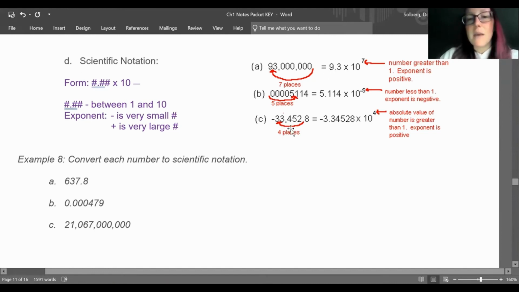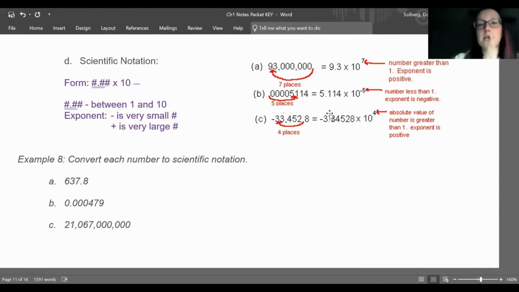So if you look at examples A, B, and C here, example A, I've got 9.3 in the front. I moved the decimal place all the way to get 9.3, because that is between 1 and 10. B is 5.114, because that decimal place gets me a number that's between 1 and 10. And C, I move that decimal to get 3.34. Again, it's a number between 1 and 10, or in this case, -1 and -10. Okay, but your front number needs to be between 1 and 10.